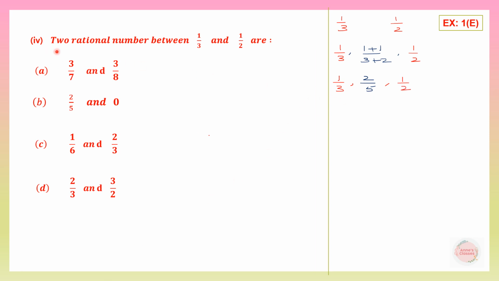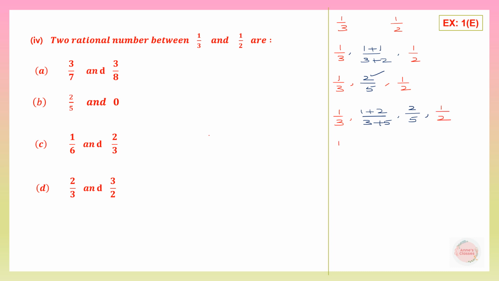But the question is two rational numbers, isn't it? Now there can be many rational numbers. We can pick any two. So now what we're going to do is write the first one as it is. So that is 1 by 3. This is in the question, isn't it? Now we're going to add up these two. That is 1 plus 2 and 3 plus 5. And then we're going to write this, which we have already found. And then we're going to write the last one, which is 1 by 2.